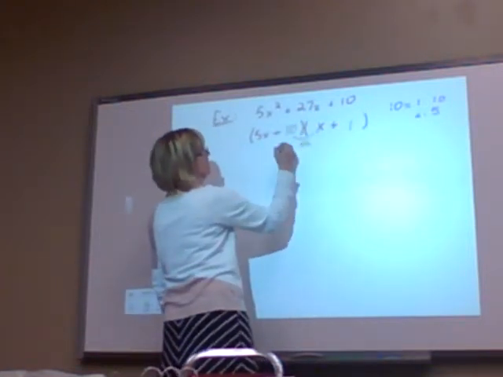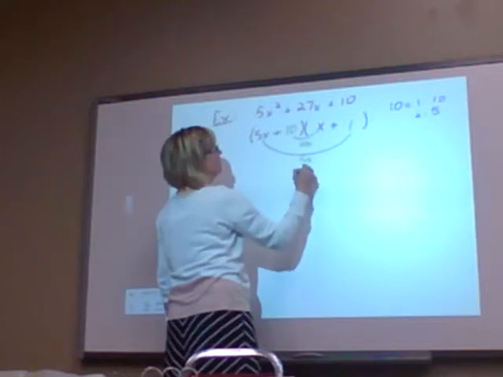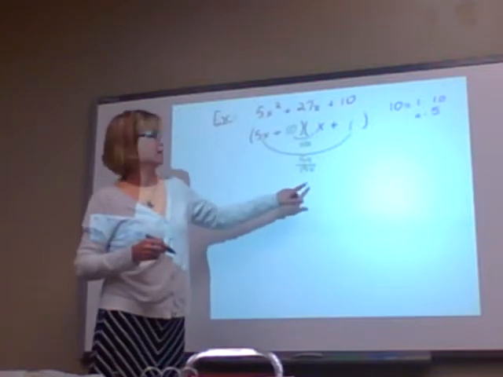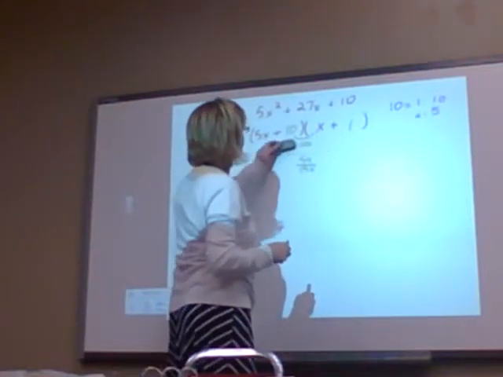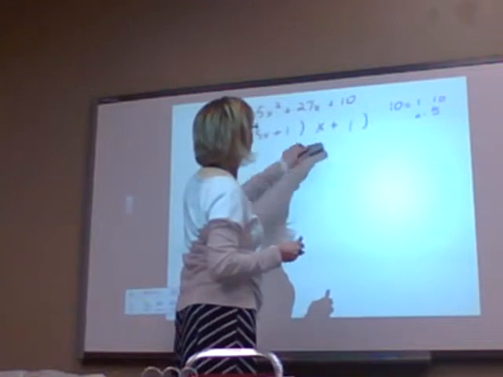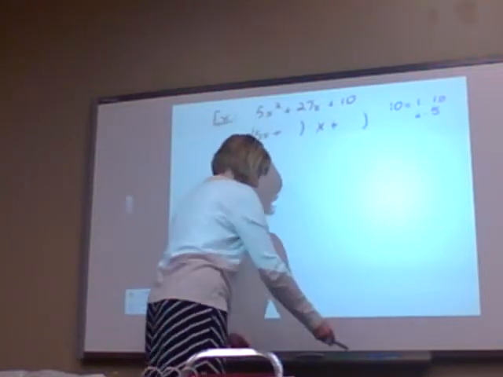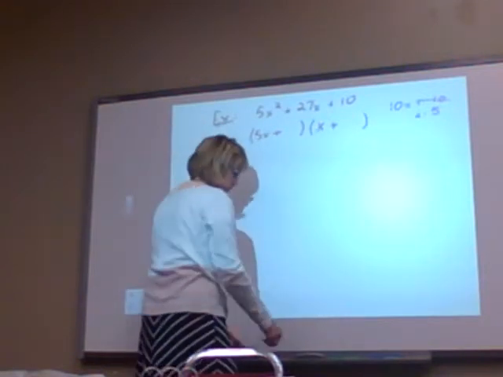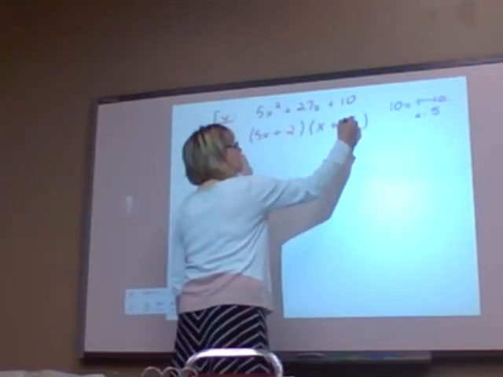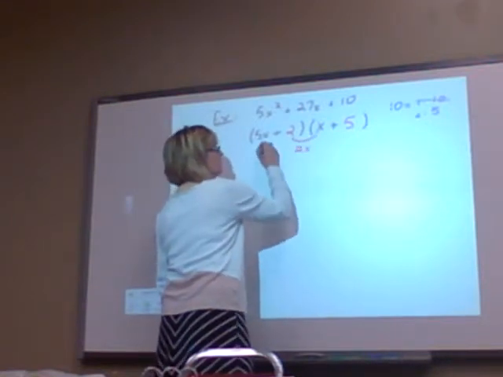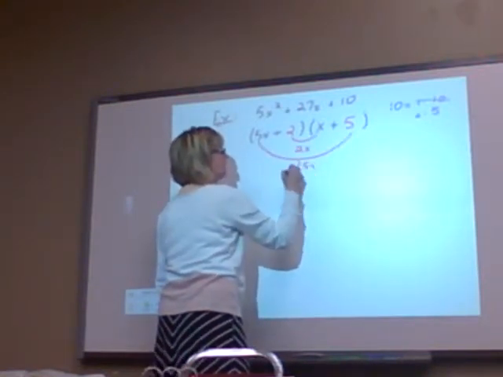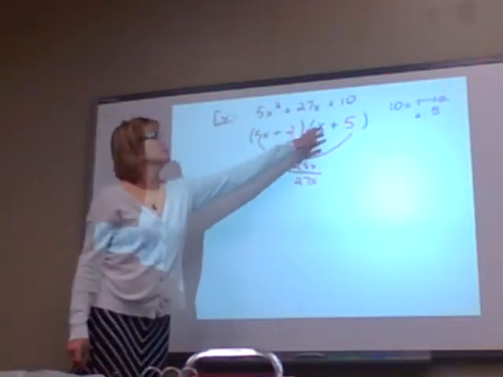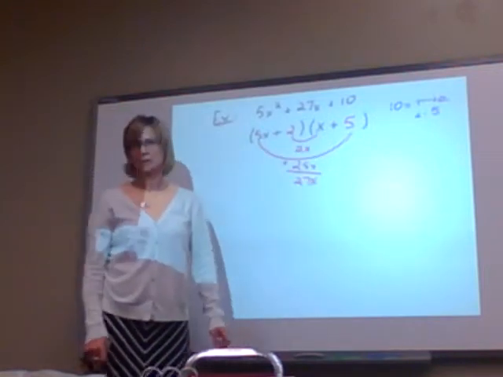That would be 10x and 5x. That's a total of 15x. I didn't get there, right? I'm looking to get to 27. I didn't make it. So this guy's completely not going to work. Next, I might try 2 and 5. 2x, 5 times 5 is 25x. That works, right? I add those together and I get 27x. So this is indeed how it factors: 5x plus 2 times x plus 5.